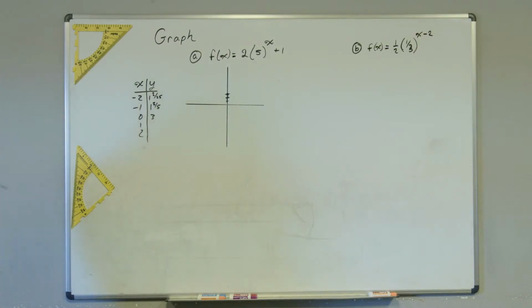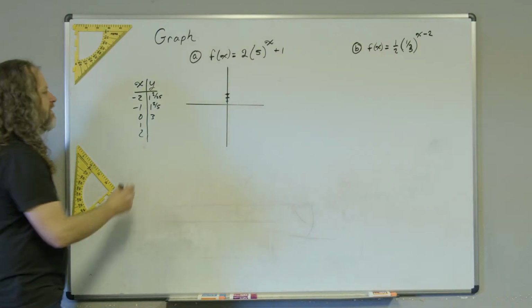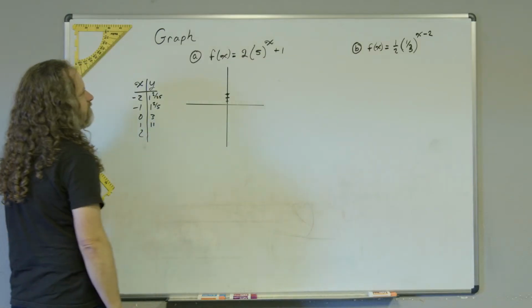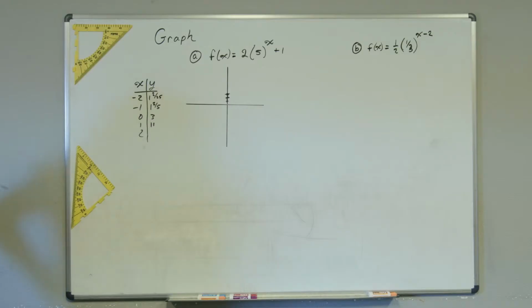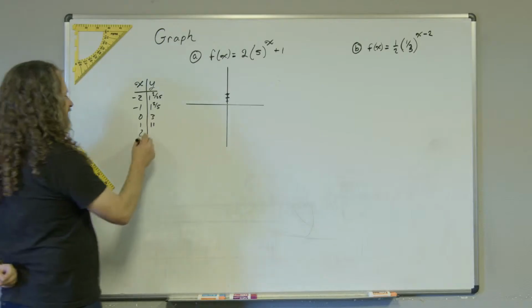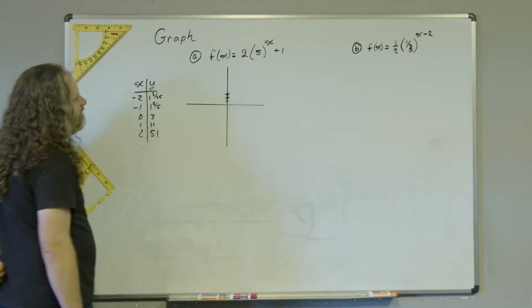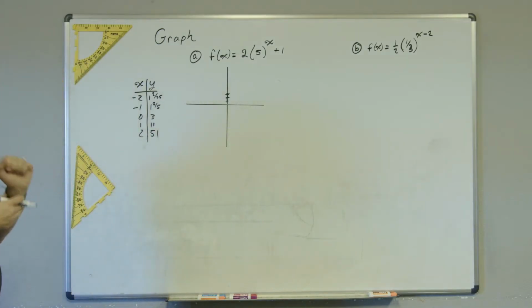Plug a 1 in there. 2 times 5 is 10. Plus 1 is 11. Oh, never mind. 7 would have been off the board. 5 times 5 is 25 times 2 is 50. Plus 1, 51. Why am I adding 2 to that? I added 2 and then I added 1. I'm losing my mind.